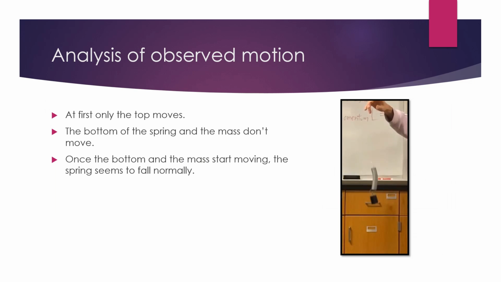An analysis of the observed motion is that at first only the top moves, and the bottom of the spring and the mass don't move. However, once the bottom of the spring and the mass start moving, the spring seems to fall normally.